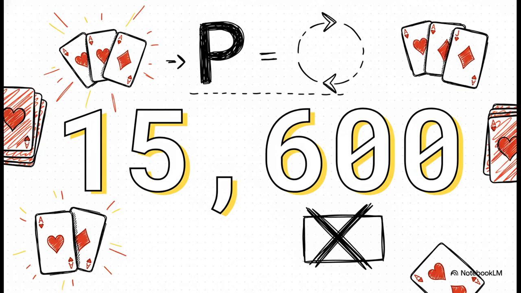All right, next, the red cards. There are 26 of those in a deck. And again, since order matters, we calculate the permutation of choosing 3 from 26. That gives us a pretty big number, 15,600 ways. Now, if we just added those 2 numbers together, we'd get a massive total. But it would be totally wrong.